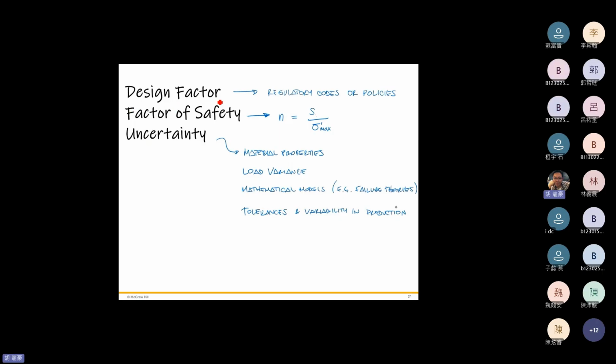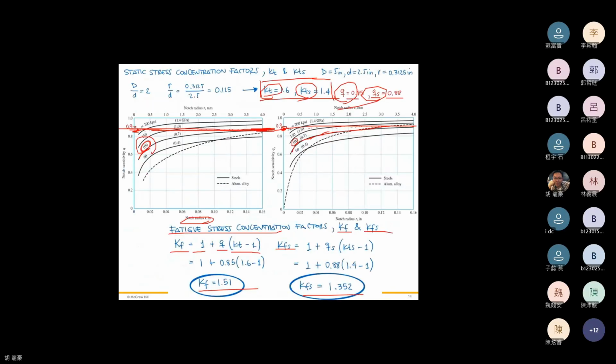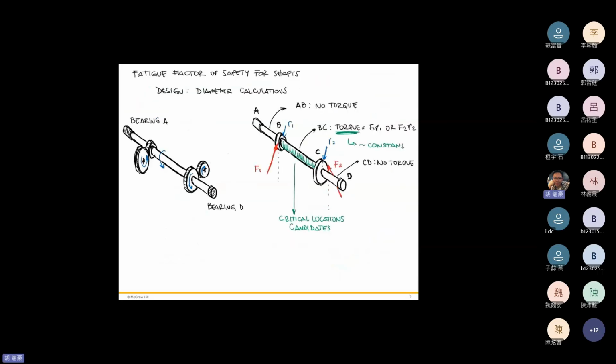The design factor is basically based on the regular code or the company policy. That means it depends on what the company or the industry defines as the specific design factor for the specific product or components. However, for the factor of safety, the definition equals S divided by the sigma max prime. I guess I introduced this previously, if you still remember. Oh, it disappeared. Where is it?